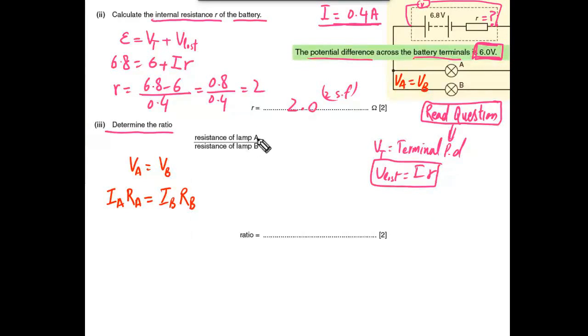So what we need is to find the ratio between resistance of A and resistance of B. So we need to find out RA divided by RB. Now in this case you will get this has to be IB divided by IA. Now what is IB? If you remember, we have found IB, that was equal to 0.26. We have found in the previous question, and IA was 0.14. So these values we have found before in the last part actually.